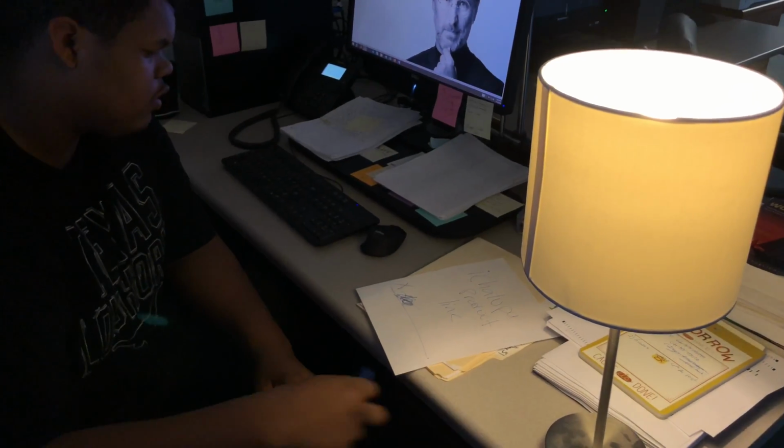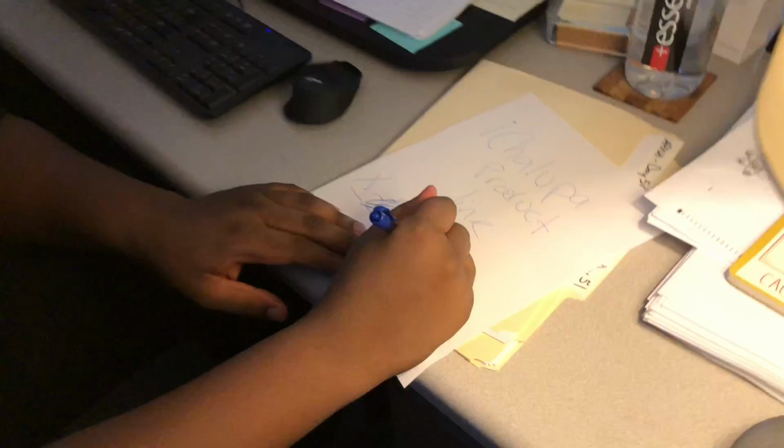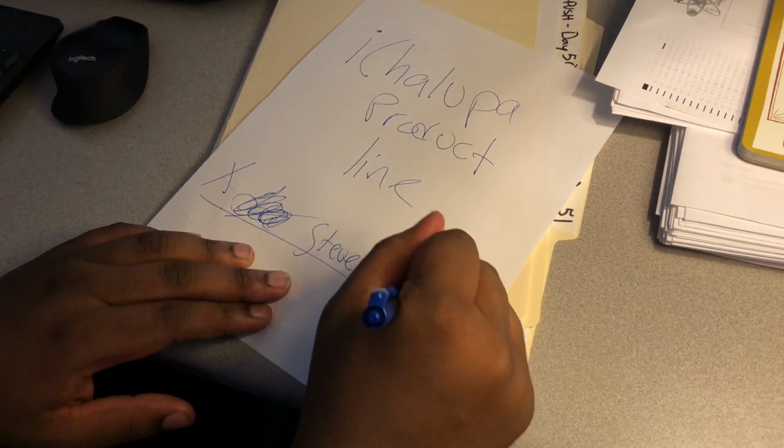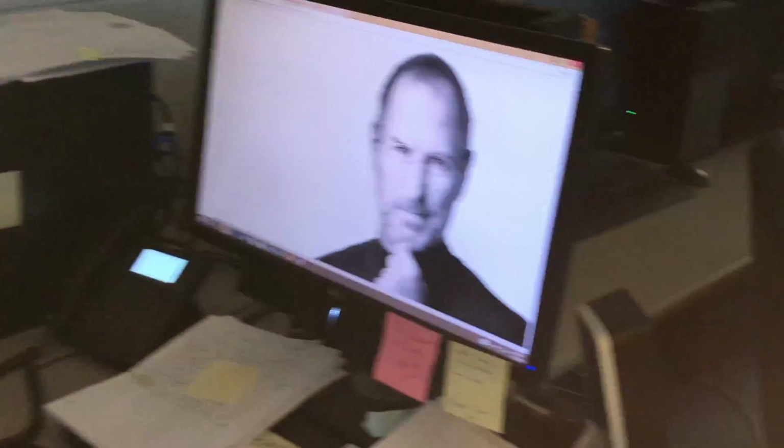3, 2, 1, go. This is verifying the RGT. Now we need to find the location. So since we have our final height, our initial height.